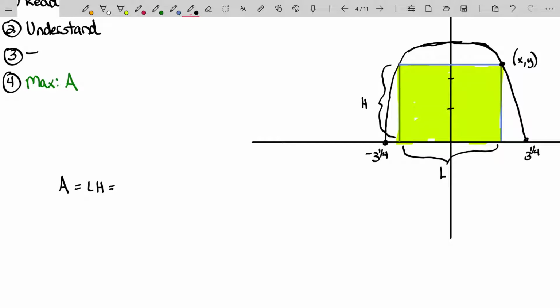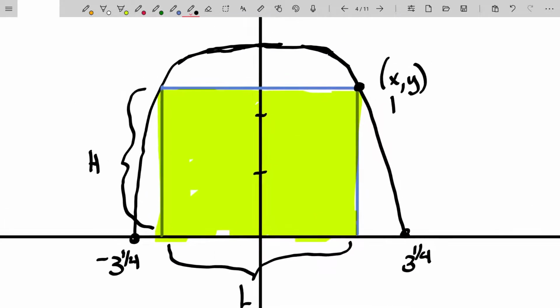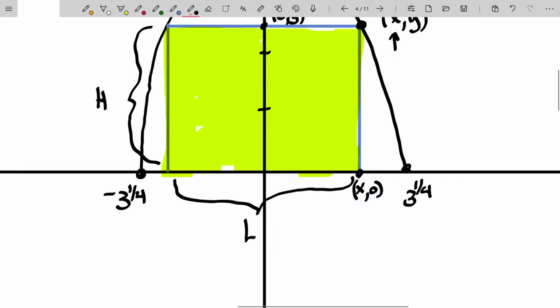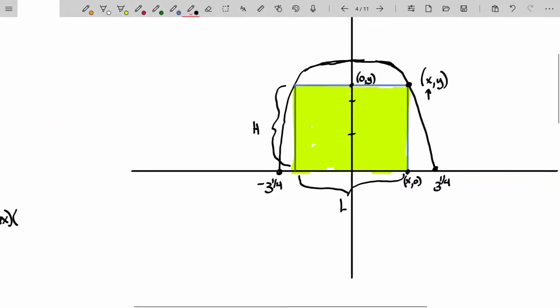Of course, it's easy for you to see that L is 2 of these x values. I hope you can agree with that, because this is x comma 0. This point right here is 0 comma y. So that length is just 2 of those x values. So I'm going to say length is 2x. The height of that rectangle is just the y value.